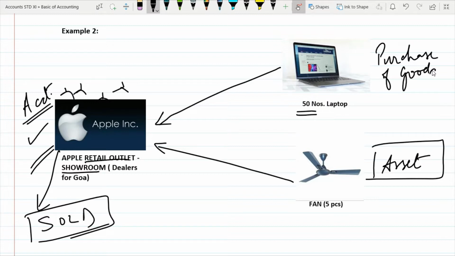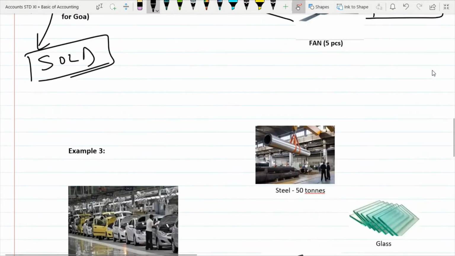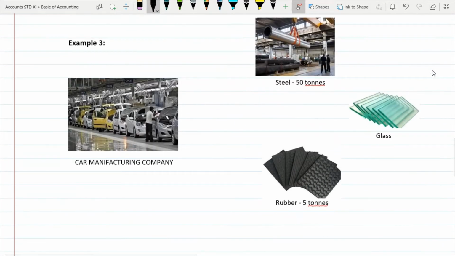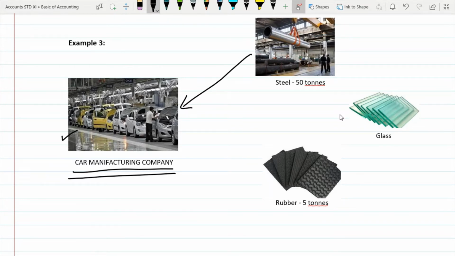Now these first two examples were retail companies. We'll just take a manufacturing company now. Say, in this case, we have taken a manufacturing company, a car company. You can take any example. Now, this car company is purchasing raw material. In order to manufacture cars, they have to purchase. Say, they are purchasing steel. They are purchasing some glass for the windows, and they are purchasing some rubber. Now, these rubbers could be for the tires.